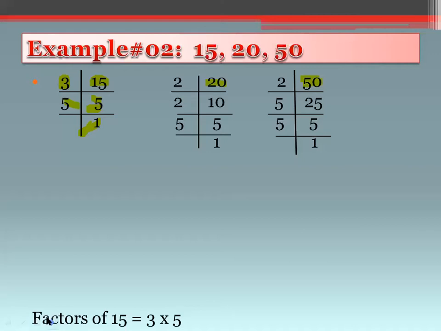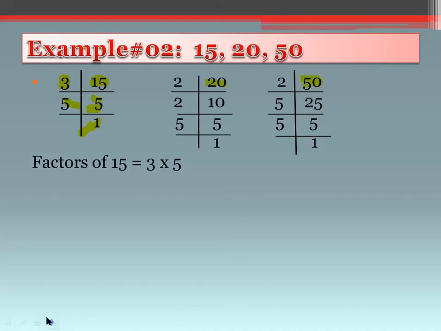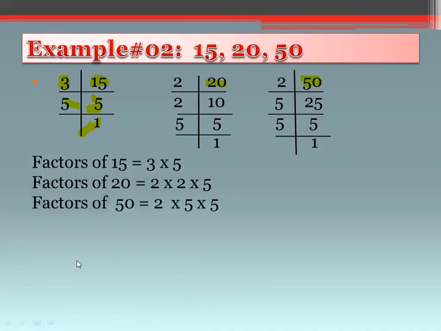Now, my dear students, what you will do next? In the next step, you will write down the factors of all given numbers. So factors of 15 is equal to 3 multiplied by 5. Factors of 20 are 2 multiplied by 2 multiplied by 5. And factors of 50 are 2 multiplied by 5 multiplied by 5. Yes, beta, this is method number 2, by prime factorization method.